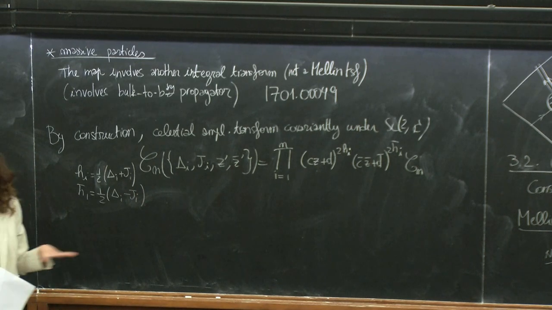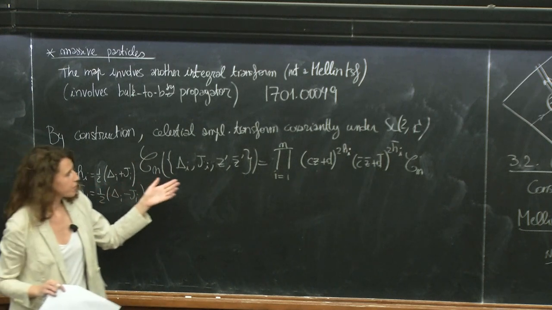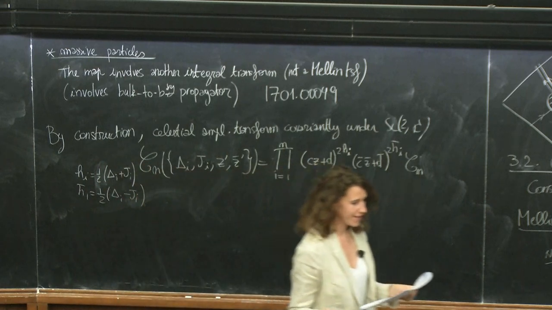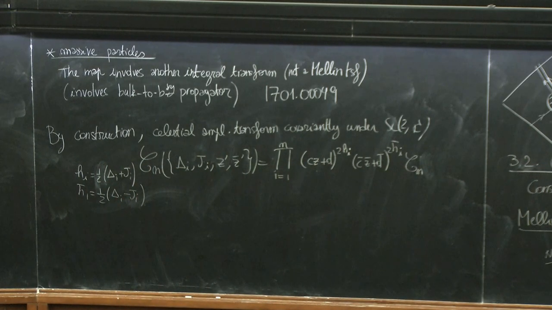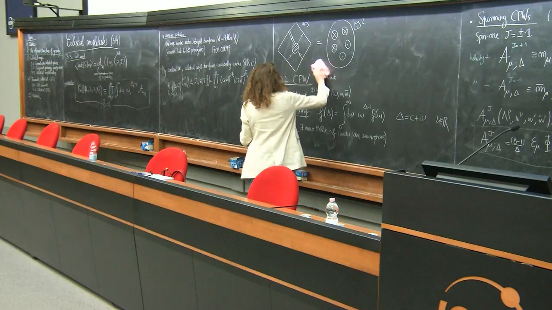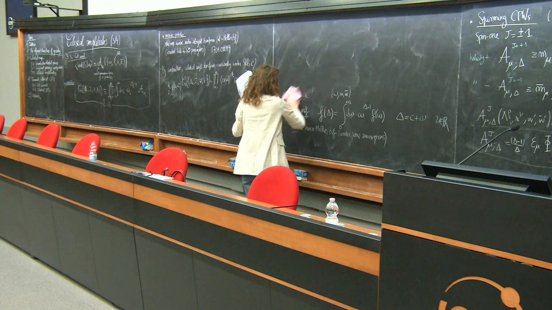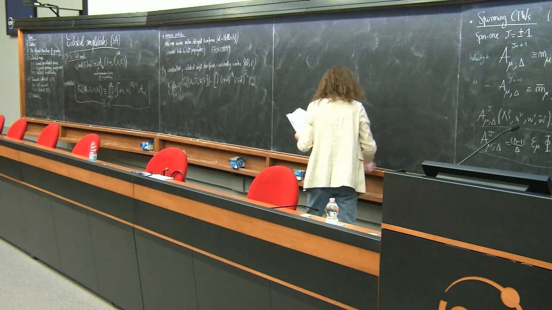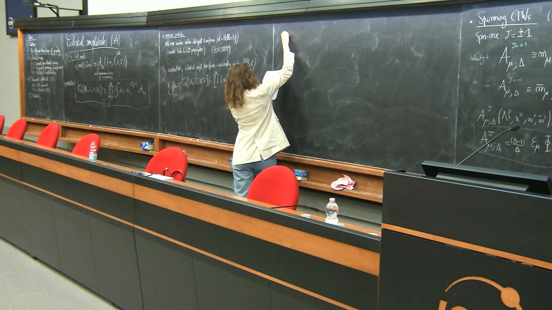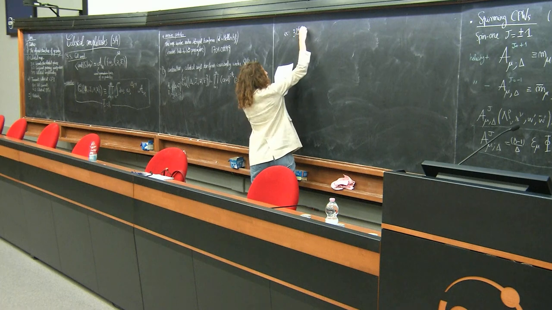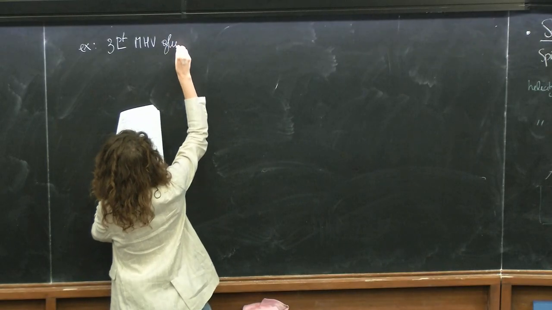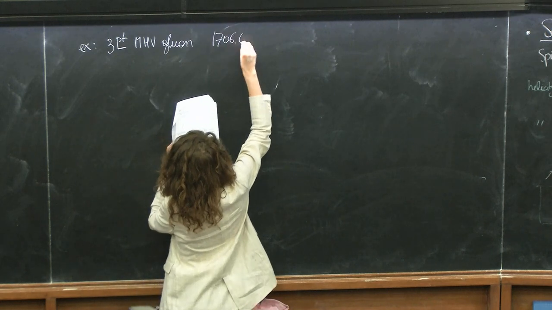Okay, so what you can do now that you have this recipe to build celestial amplitudes, you can take any formula for your favorite amplitude. And the first one that was computed in the celestial basis was the 3-point maximally helicity violating gluon amplitude. I will not write this down because I'm running out of time. But just so that you have an idea of what it looked like, you can really explicitly compute, for example, the 3-point MHV gluon amplitude. You can do the exercise. This is the reference for the paper.